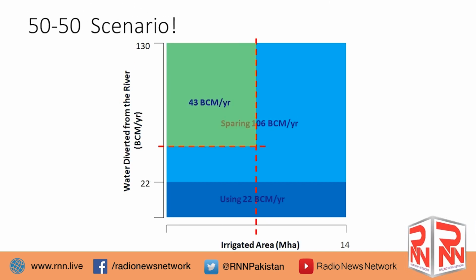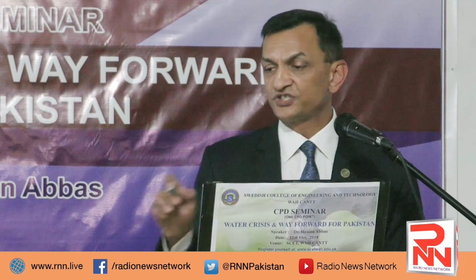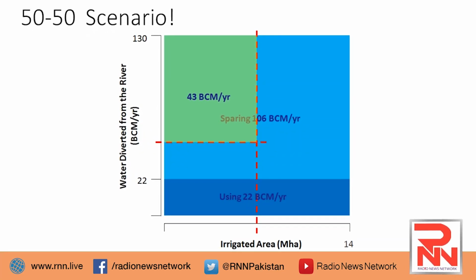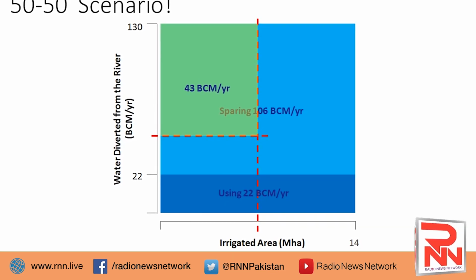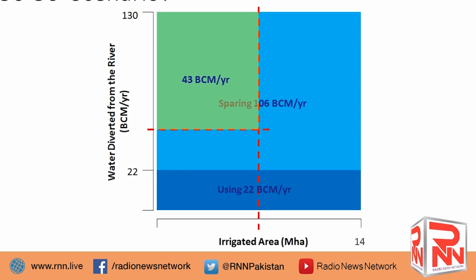Now I say, if we use only half of our area and half of the efficiency which is possible, then we can actually save this much of water. So applying this kind of system on half the area, using only half its potential, you can save this much of water, and this is equal to 43 billion cubic meters of water. I call it a 50-50 scenario, that you are using half the area and half the efficiency.